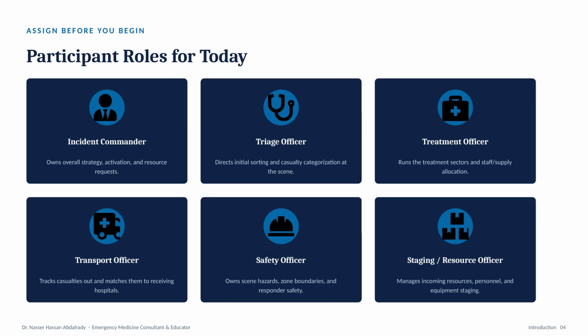In a real mass casualty response, several roles work in parallel. The incident commander owns overall strategy and resource requests. The triage officer directs initial sorting at the scene. The treatment officer runs the treatment sectors. The transport officer matches casualties to receiving hospitals. The safety officer owns scene hazards and zone boundaries. And a staging or resource officer manages incoming personnel and equipment. As you watch, think about which of these roles maps closest to your own.